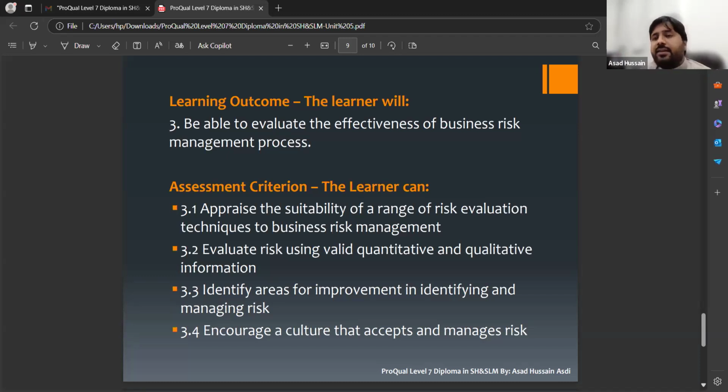So they have to provide evidence of how they have done the research, how they have worked to collect qualitative and quantitative information first, and then evaluating risk, that these have some connection there. Okay, so they have to give a narration and explanation on that, and evidence related to qualitative or quantitative risk research will be enough for this purpose. Then 3.3, identify areas for improvement in identifying and managing risk.